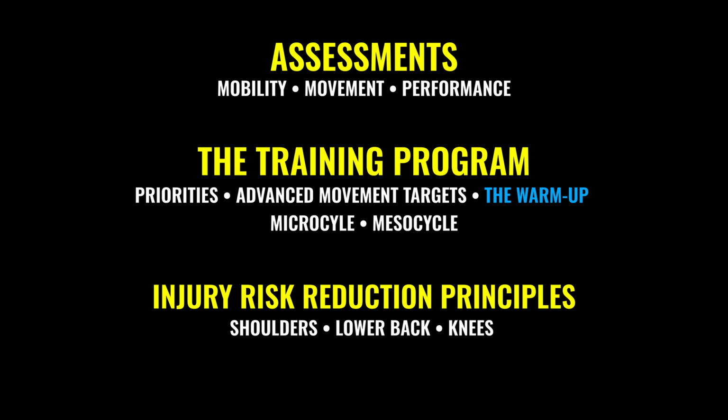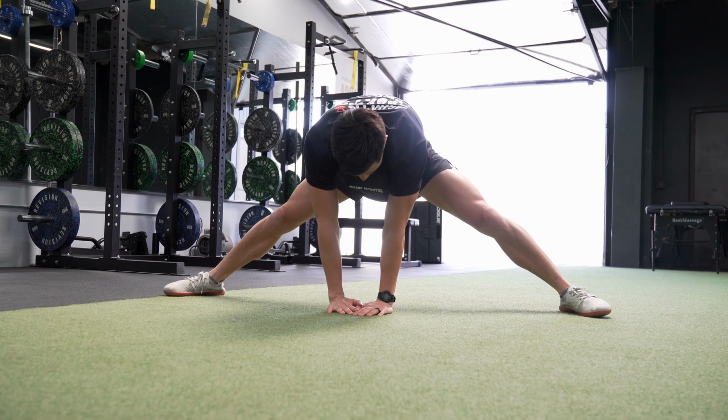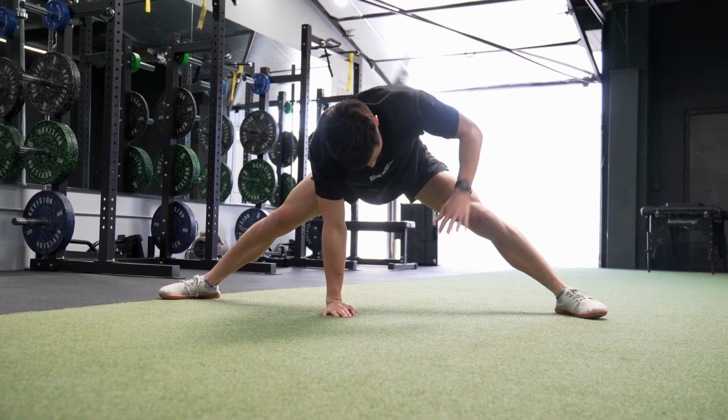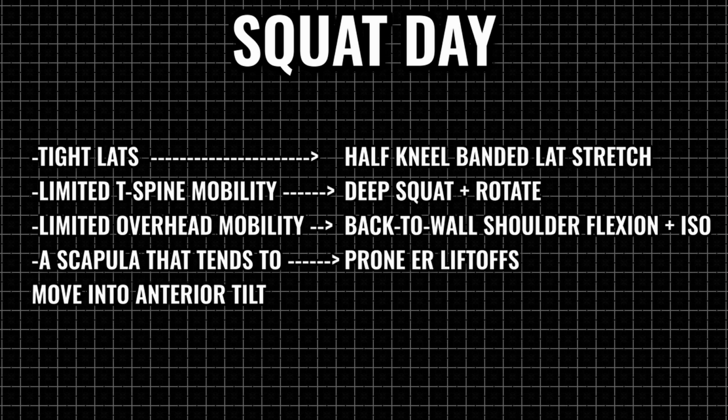The warm-up. The warm-up is a time to prepare the tissues and nervous system for training. We always begin with some type of temperature elevation unless they are coming directly from practice. After elevating temperature, we go into soft tissue work. Following the soft tissue work, we go into mobility and activation work based on the athlete's individual needs and the training priorities of the day. For example, if an athlete presents with the following and is preparing for a squat day, we might prescribe this.